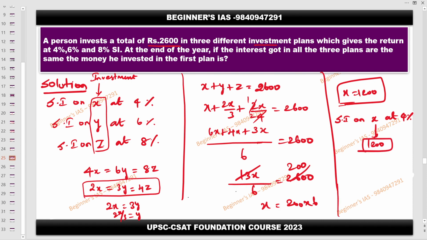But the question is, if the money he invested in the third plan, then what is the answer?